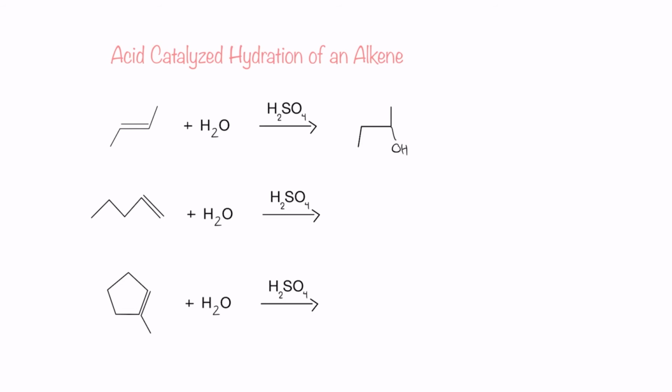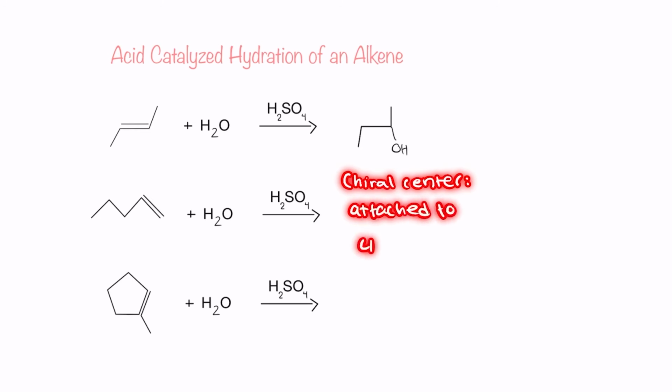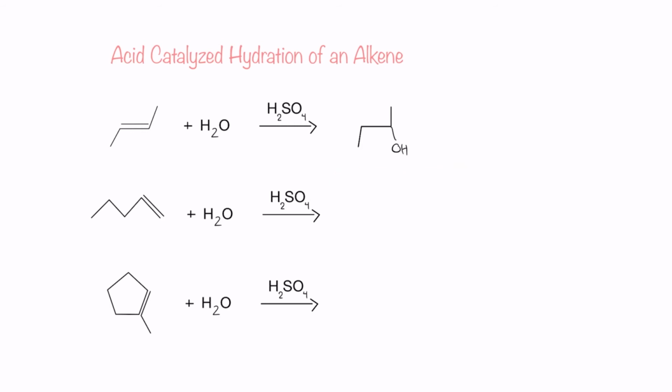Now, this molecule here has a chiral center. And if you recall from our previous videos, a chiral center is any atom that's attached to 4 different groups. Can you take a moment to tell me where the chiral center is for this structure? So the chiral center is right over here. There's this hydrogen that we haven't drawn in here. And so we see that this atom is chiral because it's attached to 4 different groups: a hydrogen, a methyl, an ethyl, and an alcohol.